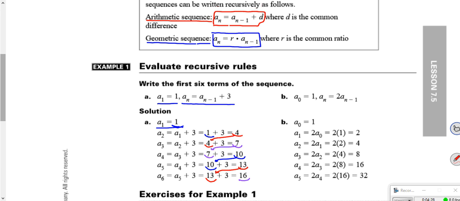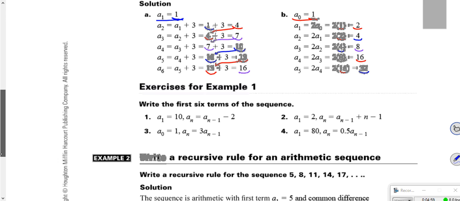Again, the first term here is 1. Then we take 2 times 1 and we get 2. And then here's my 2. 2 times 2, we get 4. Then 4 times 2, we get 8. 8 times 2, we get 16. 16 times 2, we get 32, and so on. Again, you take the ratio times the preceding term to get the next term.